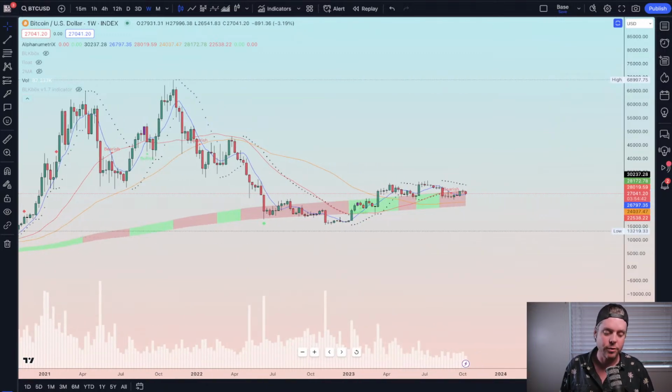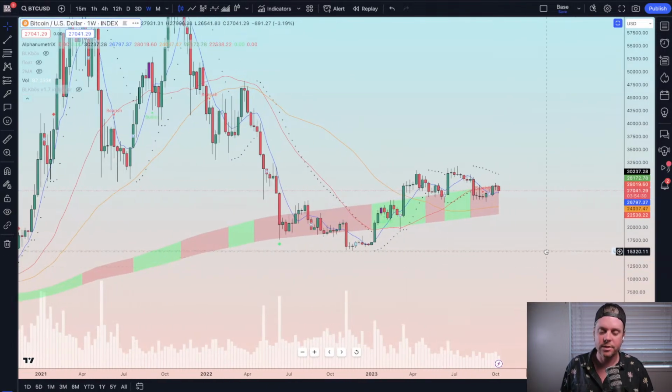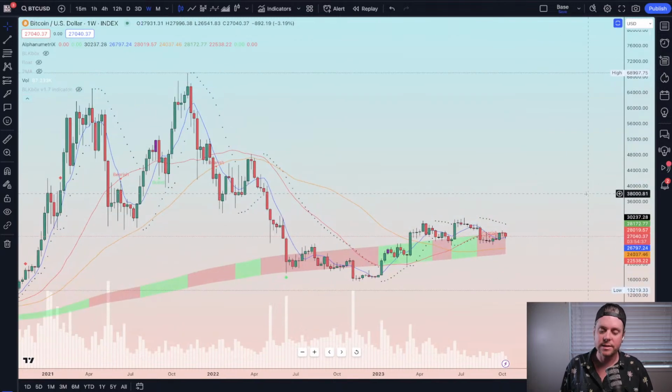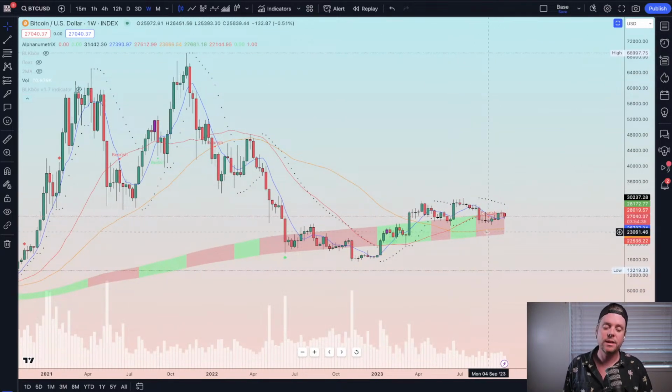And let's look at alpha numerics, our momentum indicator. So the momentum is low. We can see that the wave is red. This is indicating that we're in a low demand market environment. So when the wave is red, we are bearish. When the wave is green, we are bullish.